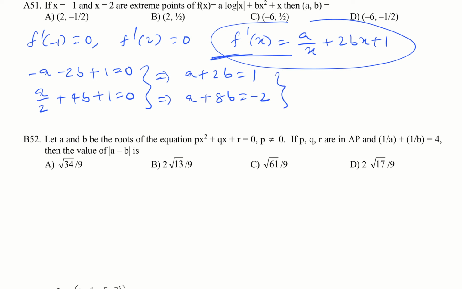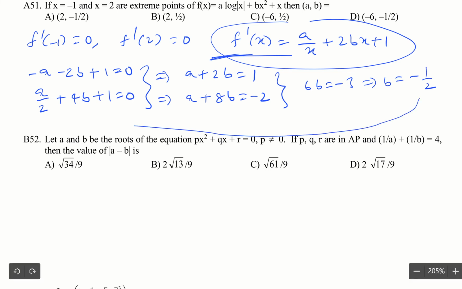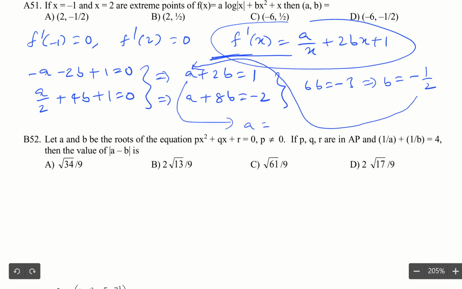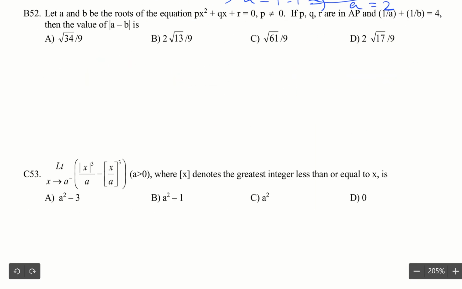subtracting one from the other, I have 6b = -3, and from that I have b = -1/2. Now substituting b = -1/2 in this equation, I'll get a - 1 = 1, which implies a = 2. So the answer is 2, -1/2.